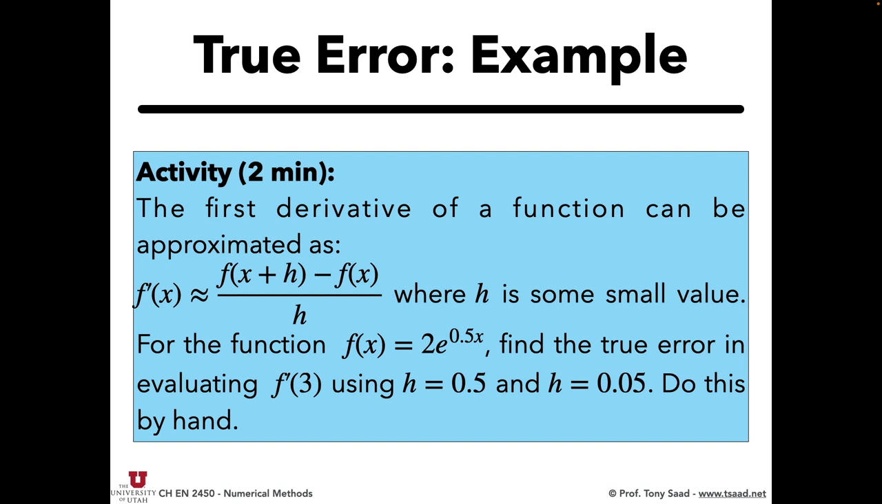Now, the true error is going to be the difference between using this approximation and the true value. This approximation depends on a parameter h, which is arbitrarily chosen. Here I'm telling you use 0.5 and use 0.05. Okay, so let's see how that works.